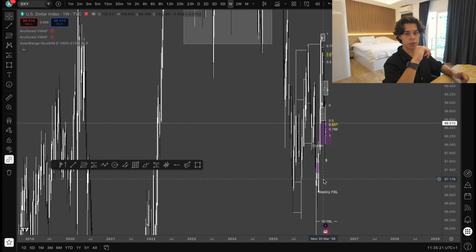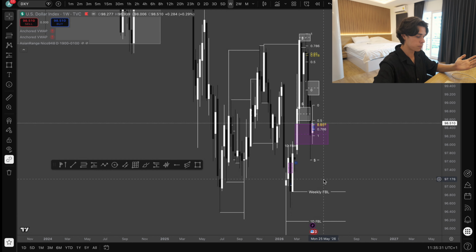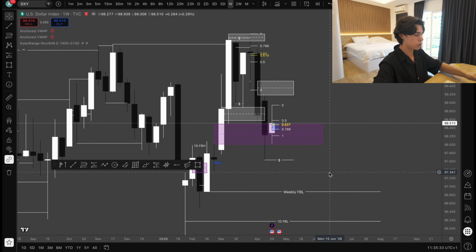So what I do every Sunday when I'm doing my Sunday analysis is go into the highest time frame I use, which is the weekly time frame. I don't use the monthly time frame just because I think it's too high of a time frame for what I do, which is day trading. So pretty much I go into the highest time frame and just work my way down.